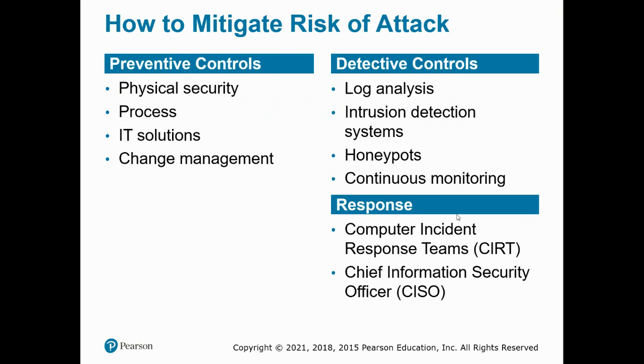Our preventive controls are measures implemented to prevent an incident or breach from occurring. Those controls aim to deter or stop a threat before it happens, right? So here, good examples would be physical security controls, processes, IT solutions, change management. Last class, we talked about employee training, access control policies, firewalls. Those are examples of preventive controls.